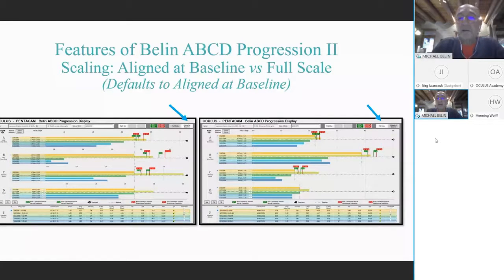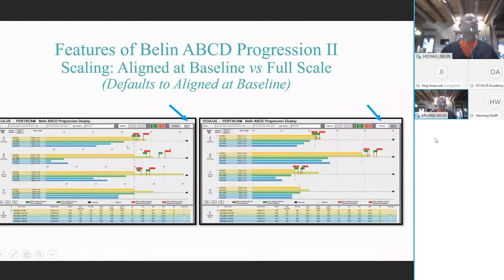So most people will not ever use full scale, but aligned at baseline, again, I want to stress that each of these parameters is on its own graphical display. In other words, each scale is individual for each parameter, but it maximizes the separation. It makes it easier for us to see when and if we've reached the confidence intervals.